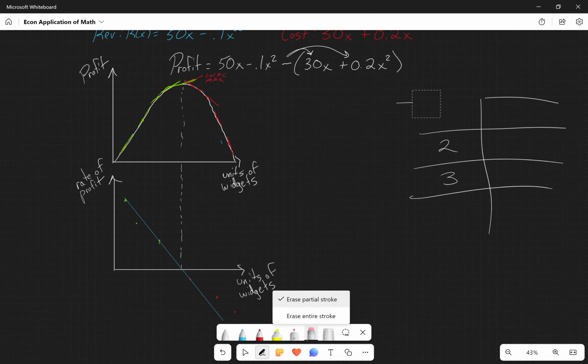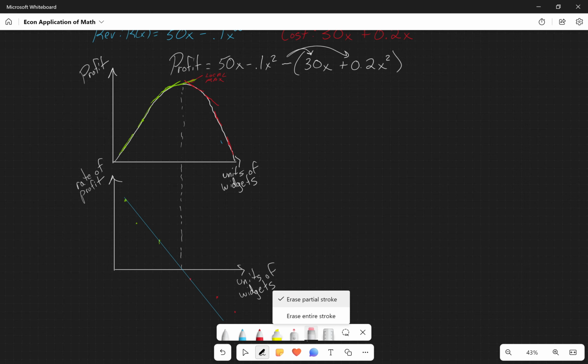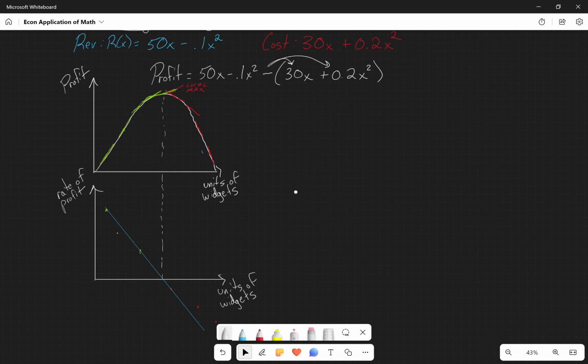And so there's 2 real ways that we can do this shortcut. The first of which is we can just take this full equation. We can combine some of the parts to it, right? So for instance, if we combine like parts here, 50 minus 30 is 20x. And again, if we combine like parts, 0.2 minus 0.1 is plus 0.1 x squared. And so this is our profit function.